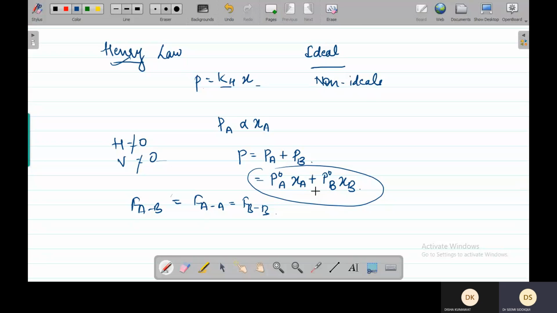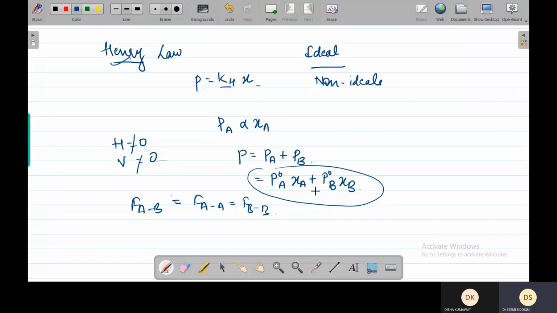After this, another important topic in this unit is the colligative properties. What are colligative properties? These are the properties which depend on the number of solute particles. Number of solute particles means it can be molecules, atoms, or ions, but not upon the nature. Now, what are the colligative properties? They are relative lowering of vapor pressure of the solvent, elevation of boiling point of the solvent, depression of freezing point of the solvent, and osmotic pressure of the solution.